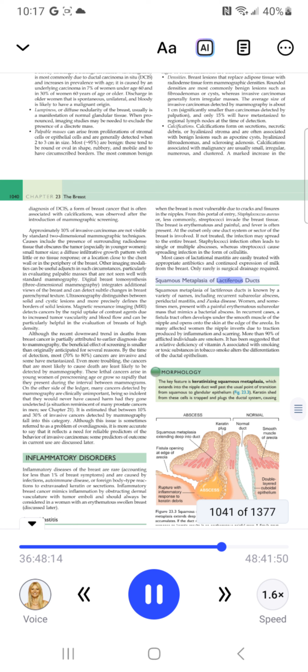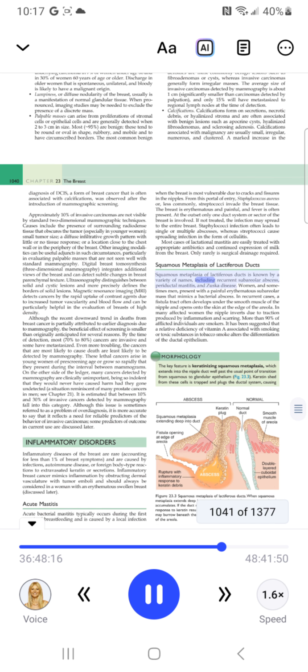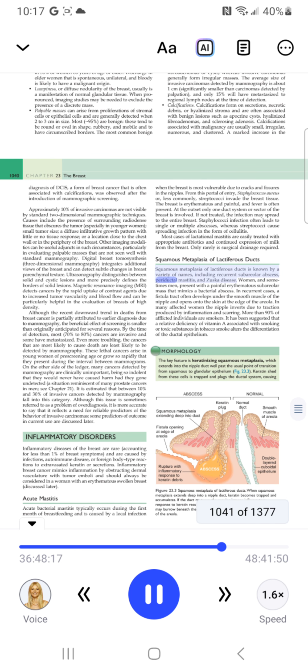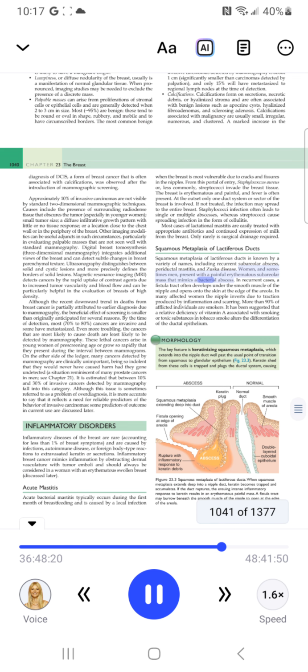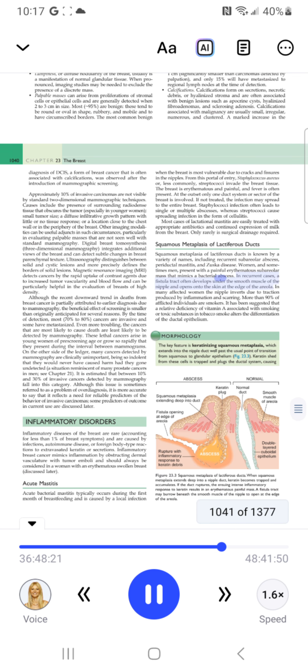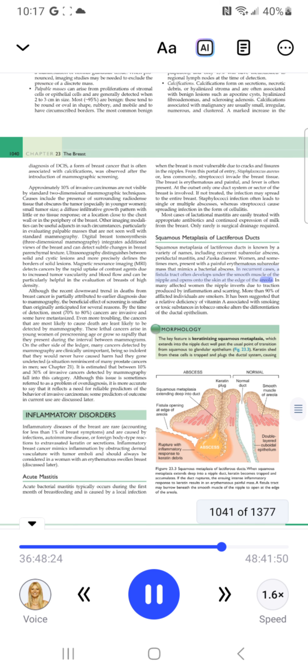Squamous metaplasia of lactiferous ducts. Squamous metaplasia of lactiferous ducts is known by a variety of names, including recurrent subareolar abscess, periductal mastitis, and Zuska disease. Women, and sometimes men, present with a painful erythematous subareolar mass that mimics a bacterial abscess. In recurrent cases, a fistula tract often develops under the smooth muscle of the nipple and opens onto the skin at the edge of the areola.